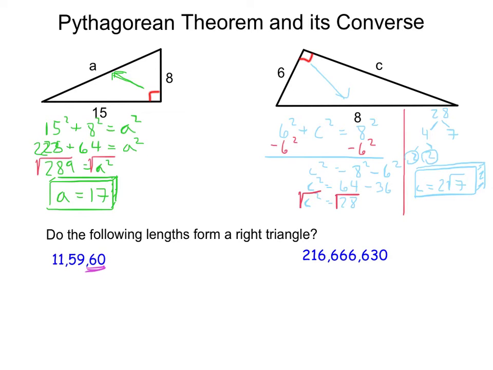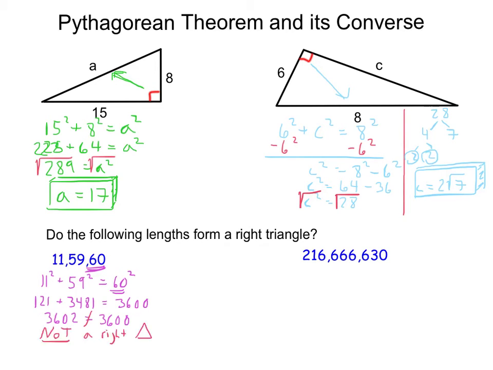All those are just numbers, so we can evaluate what 11 squared, what 59 squared, what 60 squared are, and add together the left-hand side. 3602 is not equal to 3600, so our conclusion is that this is not a right triangle. As close as these numbers are, it doesn't make a perfect 90-degree angle. It's going to be very, very close, but it's not exactly 90.